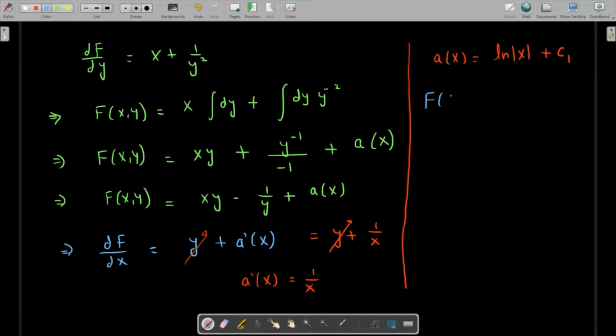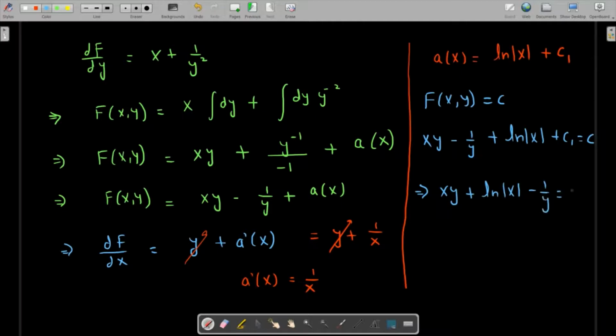So since f(x,y) is equal to c is the final solution, we are going to write xy minus 1 over y plus natural log of absolute value of x plus c1 is equal to c, and both the constants can now be merged. So it can finally be written as xy plus natural log of x minus 1 over y is equal to a constant c2, which is the final answer.